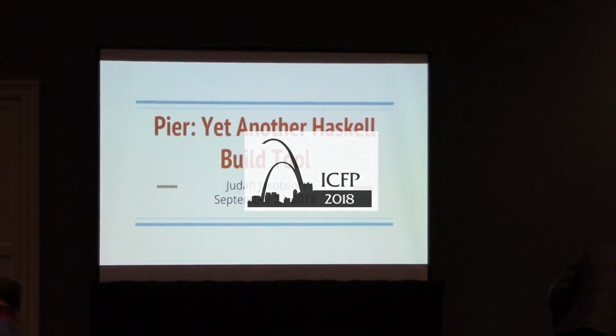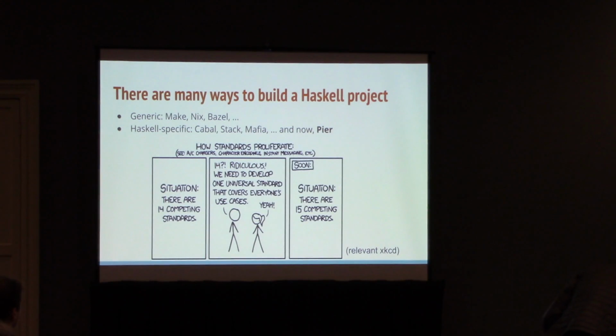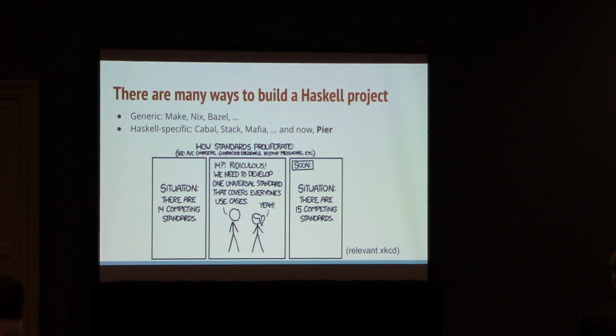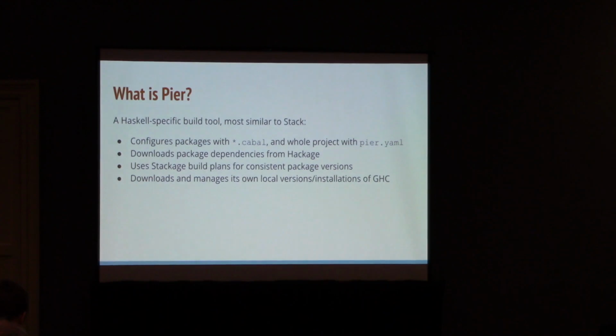This talk is about Pier. There are currently many ways to build a Haskell project. There's generic ones like Make and Nix and Bazel, which is a tool open source by Google. And there's Haskell-specific ones. The two most well-known are, of course, Cabal and Stack. But there's some other ones like Mafia, which was developed originally at Ambiata. And in my work recently, I've been using Nix, Bazel, and Stack and had issues with all of them. So I did what any software engineer would do and wrote another one, which is called Pier.